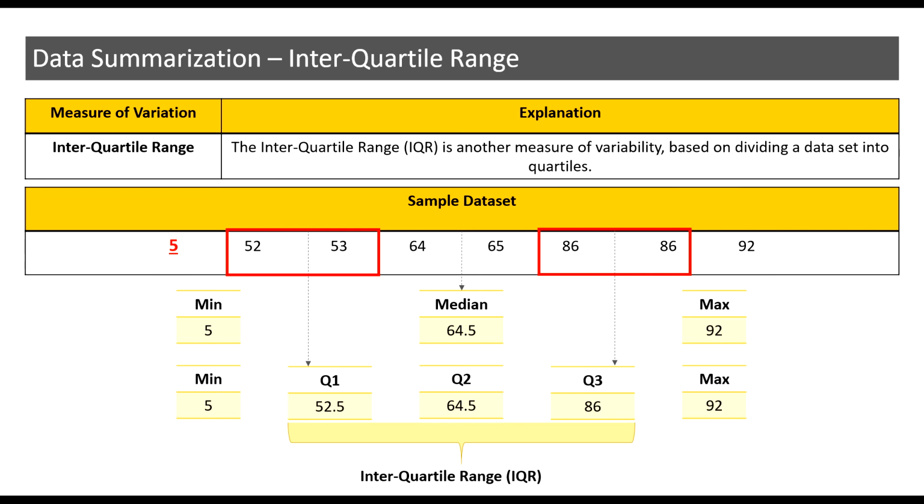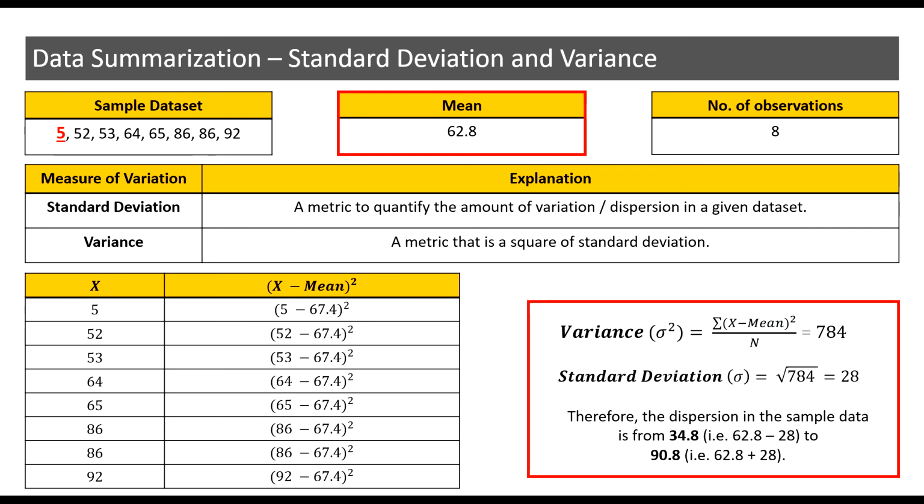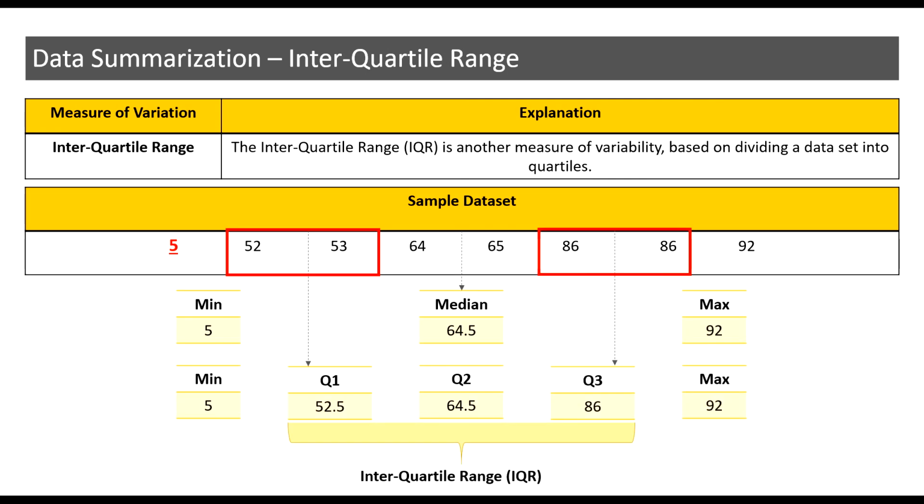Now, if we observe carefully, let me just go to the previous slide. Given the same data set with the underperforming student, when we calculated the variability using the standard deviation method, the variability was as high as, it was somewhere between 34.8 to 90.8. This range is wider due to the student who has scored 5%. Now coming back to the current slide. So here, if you observe carefully, the interquartile range has calculated the variability or dispersion in the data by weeding out the effect of that particular outlier.